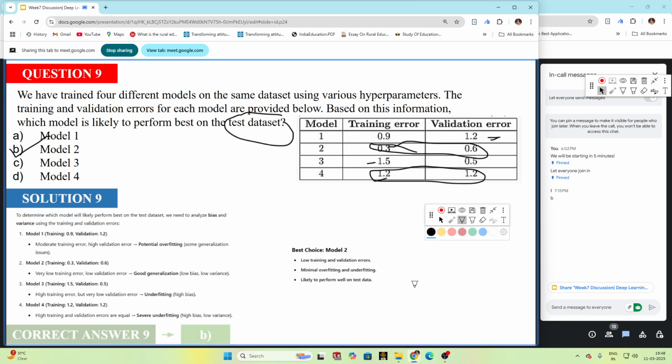Is it clear why I am telling B? Yes, sir. Because it has low training and validation error, minimum overfitting and underfitting, it is likely to perform well on the test dataset based on the test error. Test error is ideally lowest at 0.5, that is model 3, but here we are not taking model 3, because it is a clear case of underfitting, since the training error here is very large. Bias is higher because training error is directly related to high bias, and as it is a clear case of underfitting, it will have high bias. So option B is the right answer.